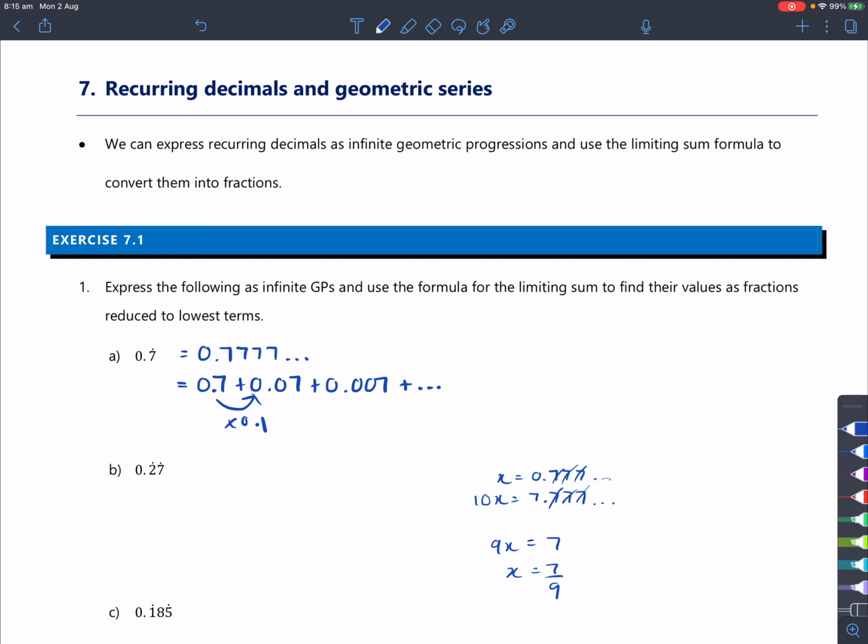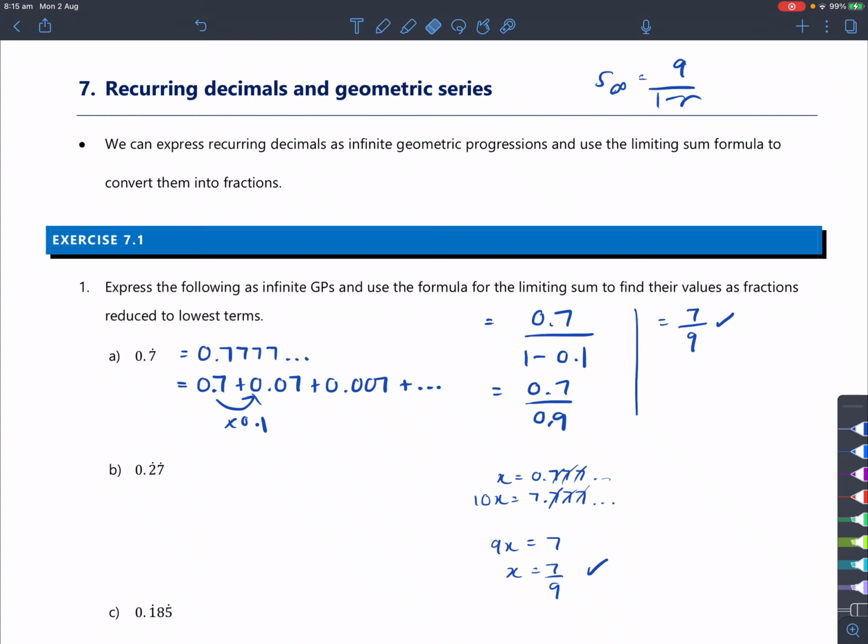I can use our limiting sum formula, where this is the first term. I'm going to write that up here, a over 1 minus r. It'll be 0.7 as our a value, and the ratio would be 0.1. So now I'll have 0.7 over 0.9, and you know by multiplying both top and bottom by 10, that will give us 7 over 9, which is exactly the same answer as this. Okay?